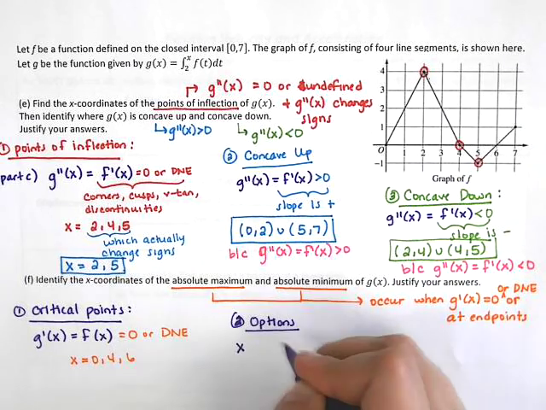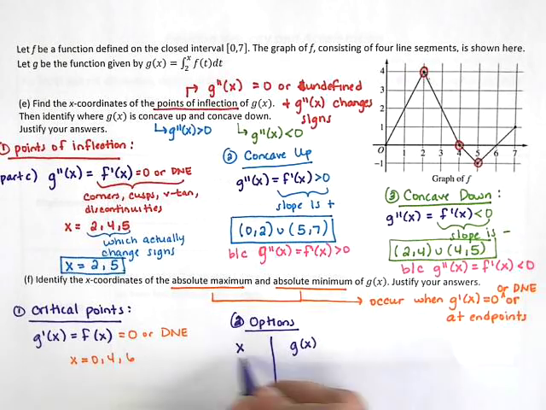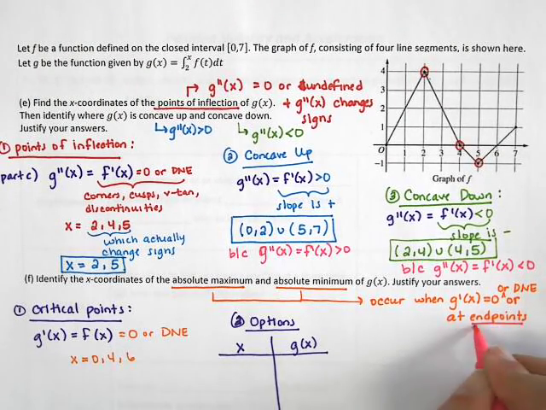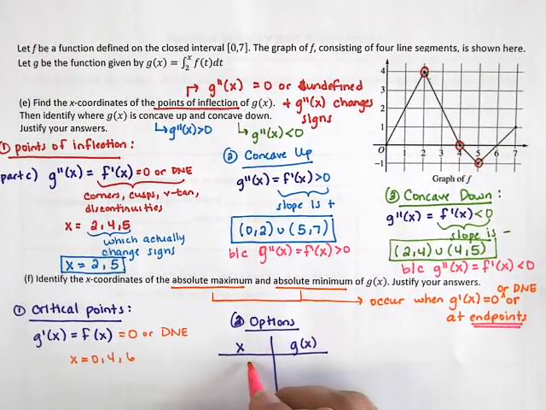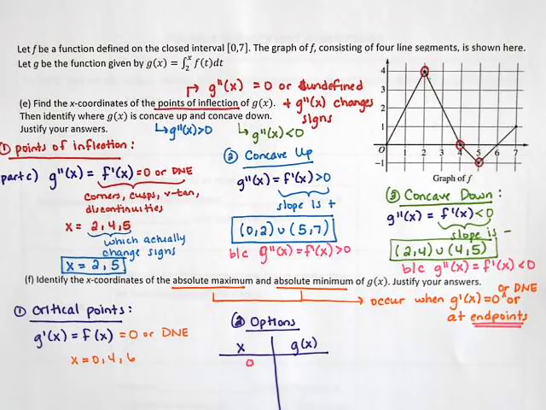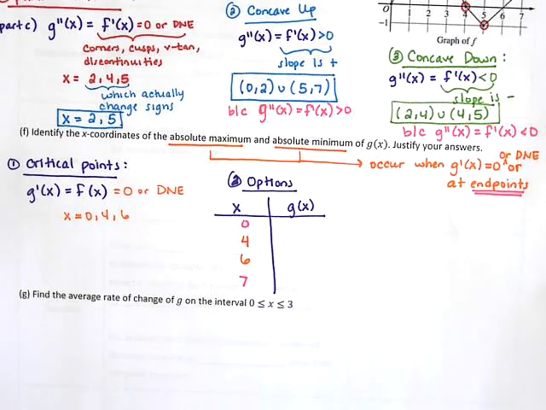My x's are going to be my options, and my y values are going to be the actual how high or how low does it go. Now in my options chart, my endpoints are going to be there. So 0 is my first endpoint. My last endpoint is going to be 7, and I'm going to put any critical points in between. So in between here, I'm going to list the 4 and the 6.